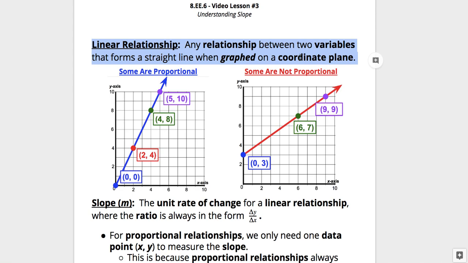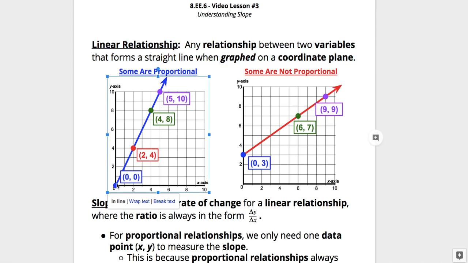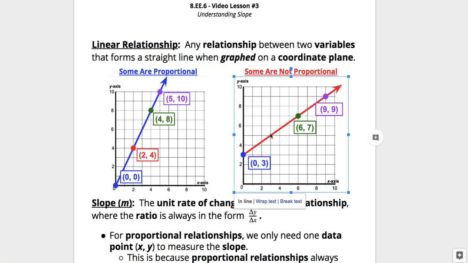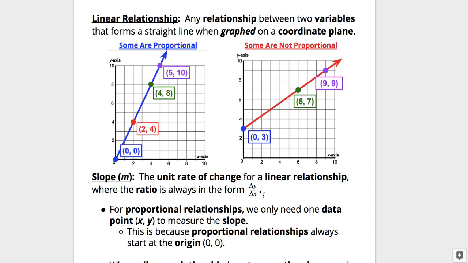a coordinate plane. We see two examples here in blue and in red of linear relationships. Some linear relationships that you worked with in 7th grade are proportional. They start at the origin. Other linear relationships are not proportional. Those are the ones that do not start at the origin. When we talk about slope, we're referring to the unit rate of change for a linear relationship.